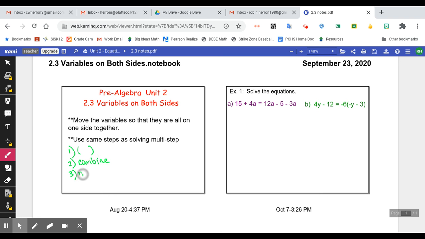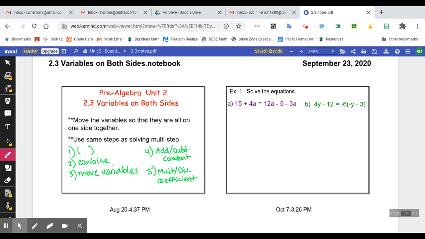Number 3 would be to move the variable, depending on how many there are. 4 would be to add or subtract the constant. And 5 was to multiply or divide. And that was the coefficient, the number in front of the variable.